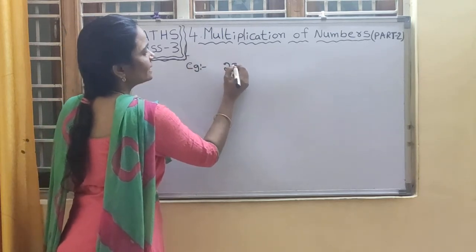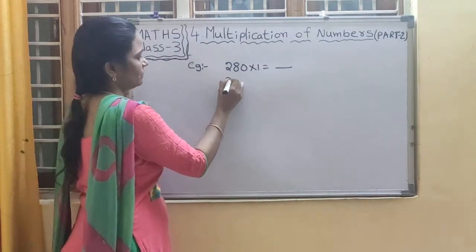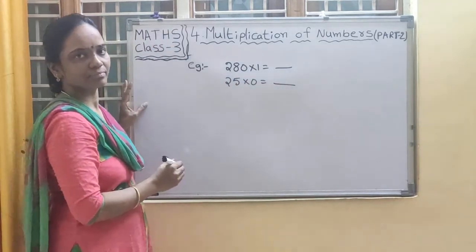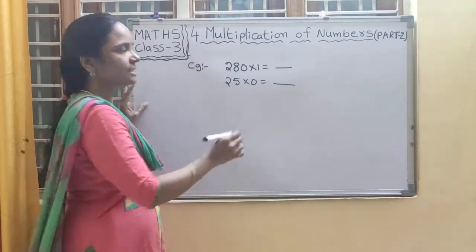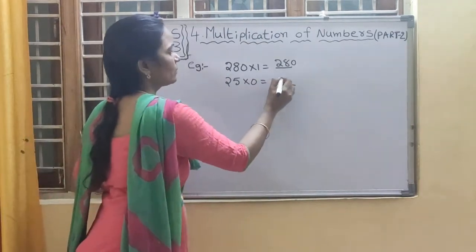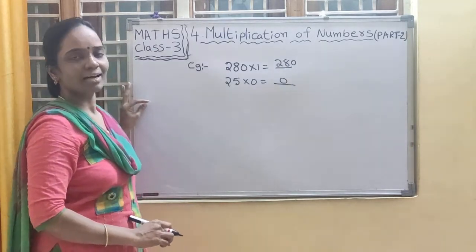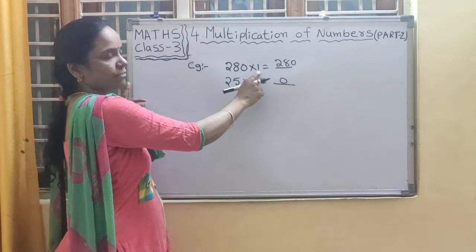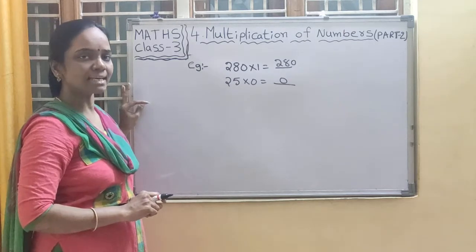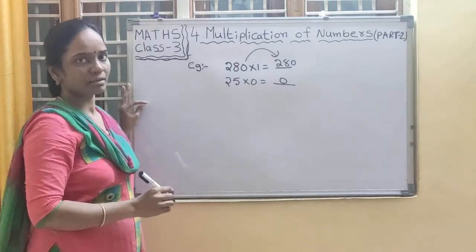Suppose 280 into 1. What is the answer? 25 into 0. What is the answer? Yes, 280 into 1 is 280. 25 into 0 is 0. What is this property, children? This is one of the properties of multiplication. If 1 is multiplied by any number, the answer is the number itself.